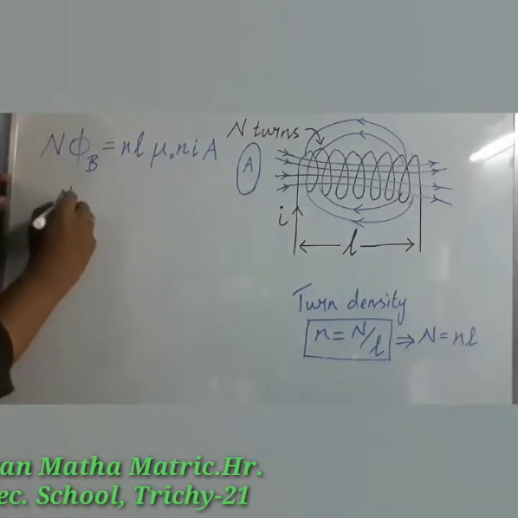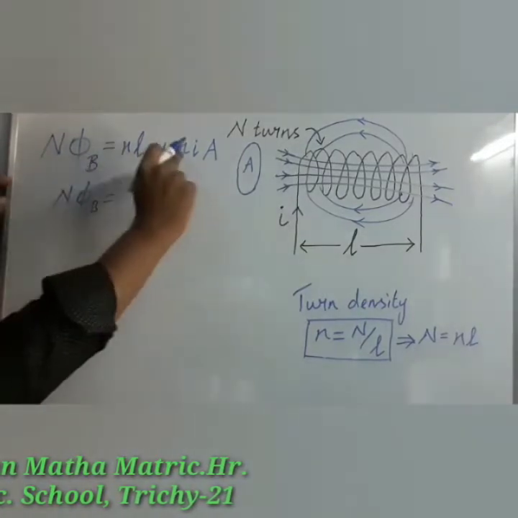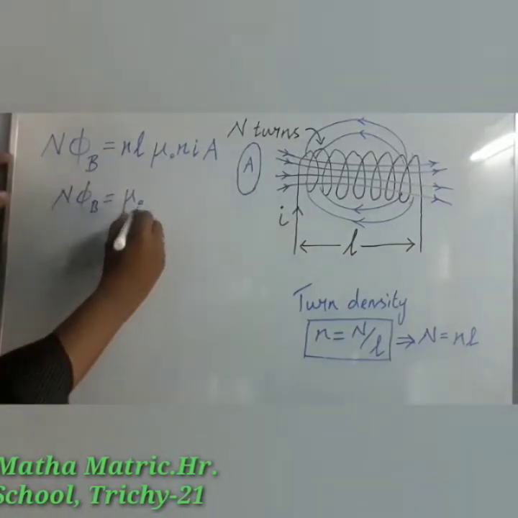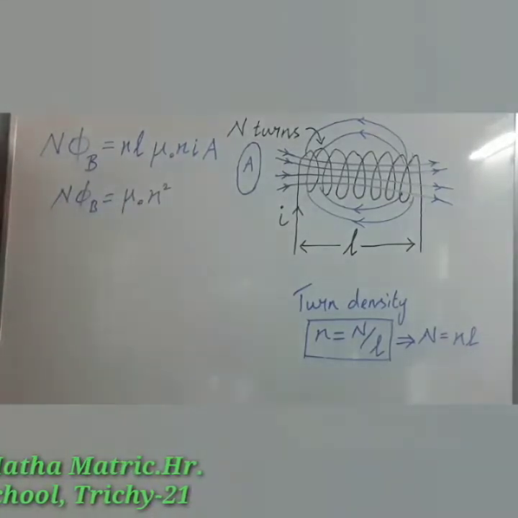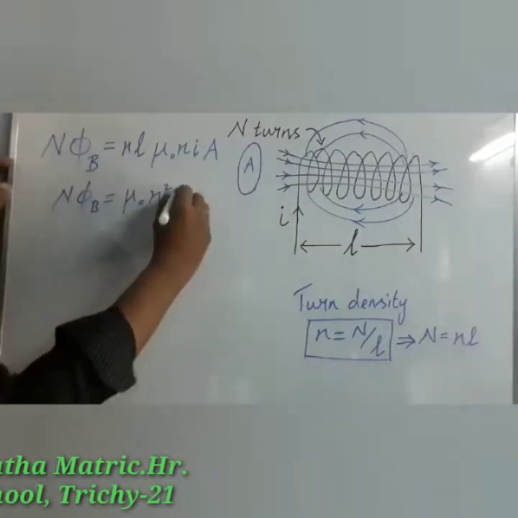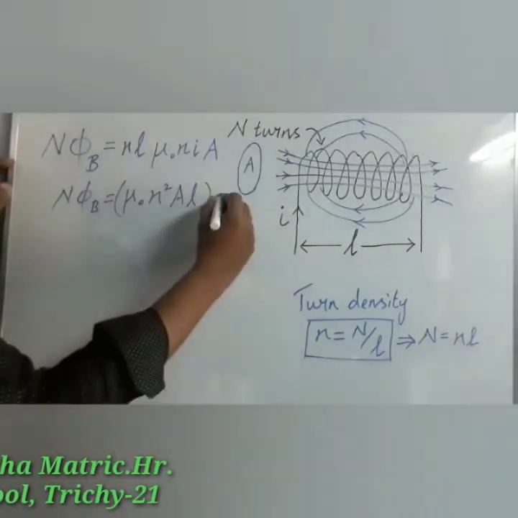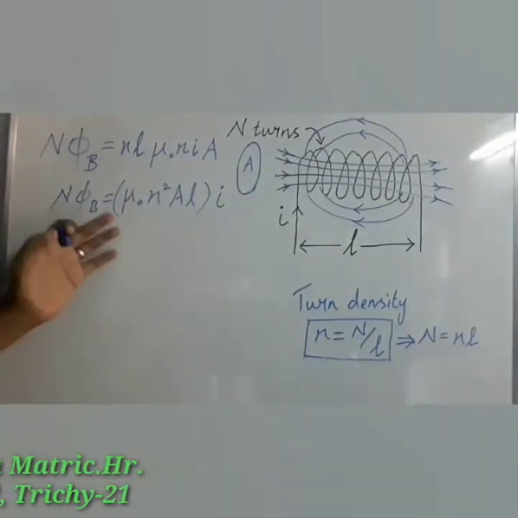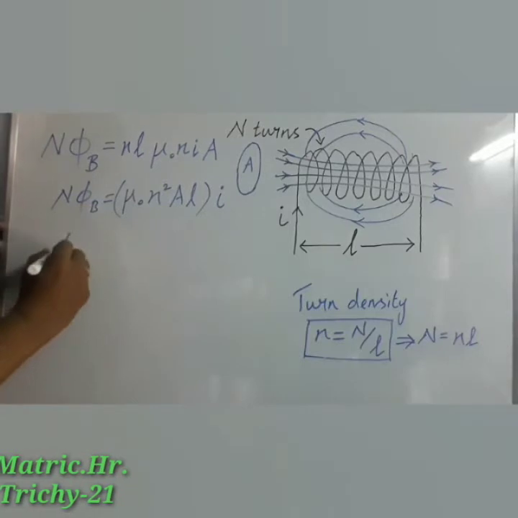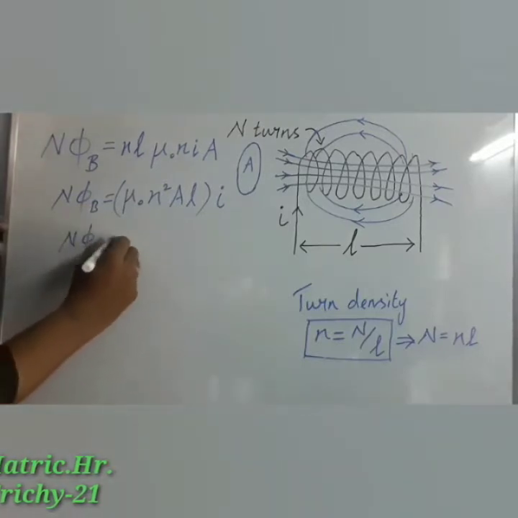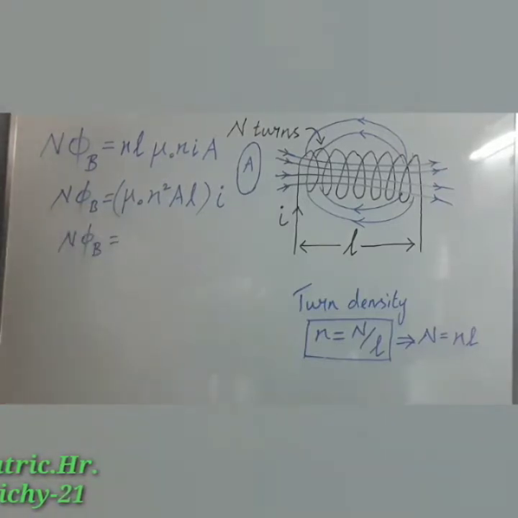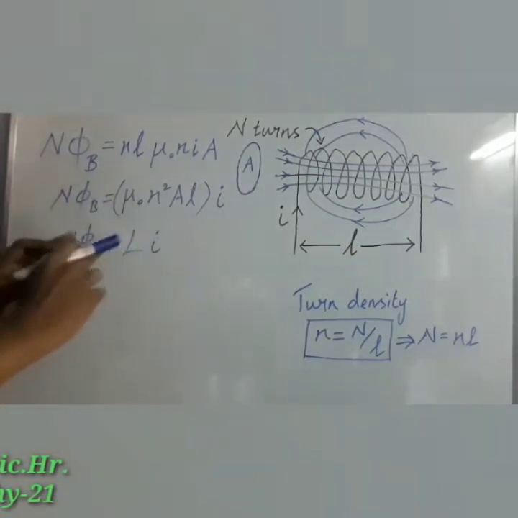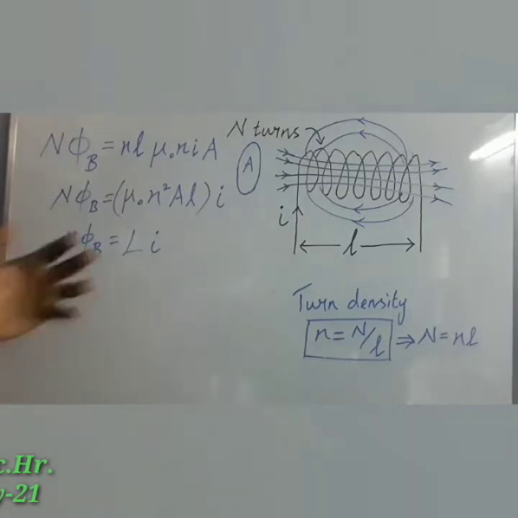It can also be written as N phi B, that is equal to N into N square. So we have to rearrange this: mu naught N square A L into current I. This expression we already know. I'm going to write that expression. It's nothing but the flux linkage. What is the actual formula for flux linkage? It is equal to the product of the self-inductance and the current, L I. This is the basic expression for the flux linkage.